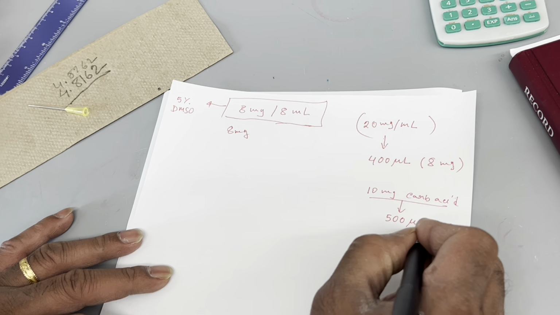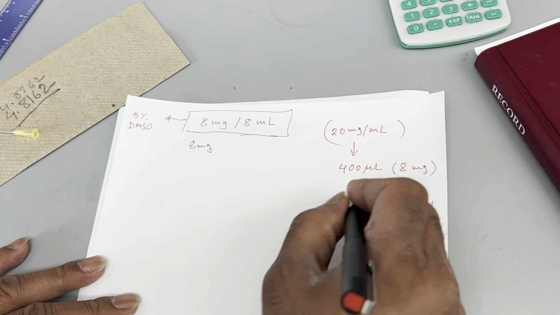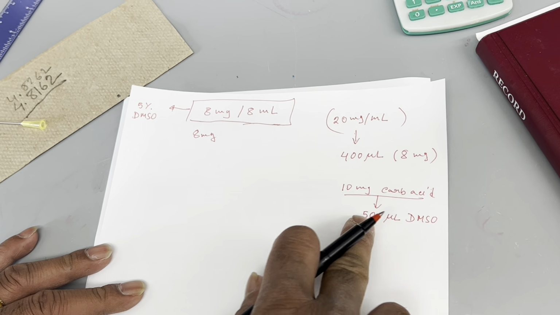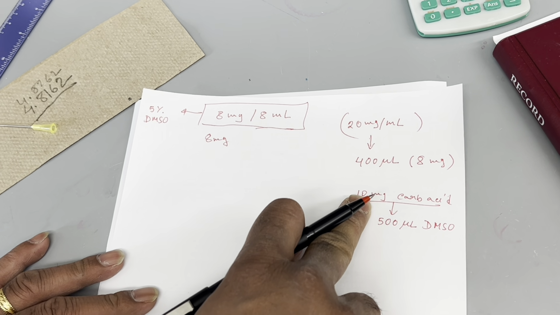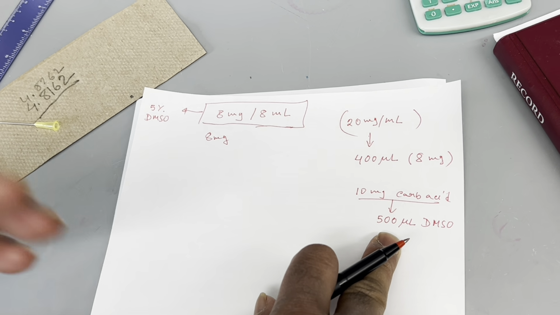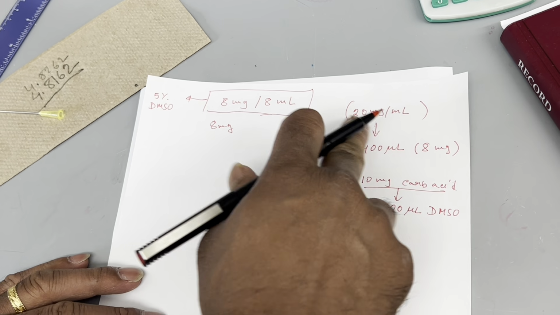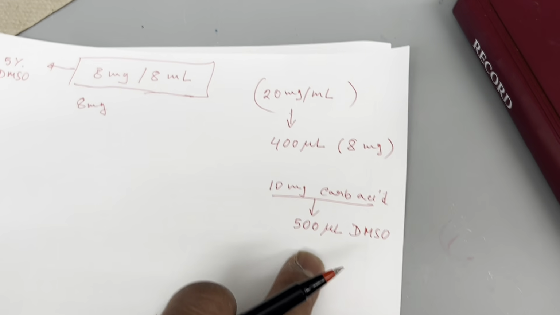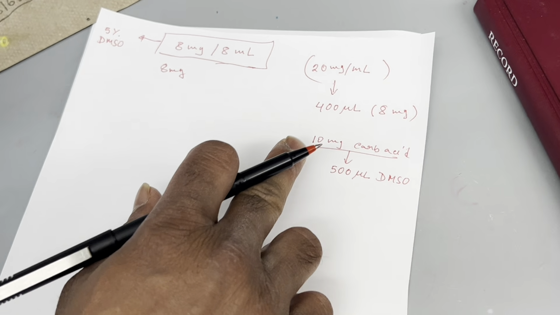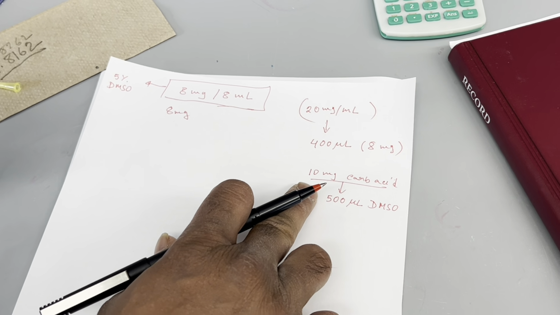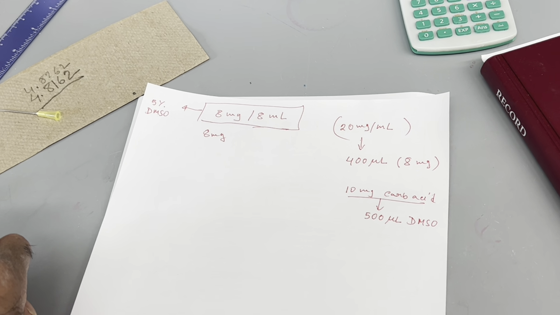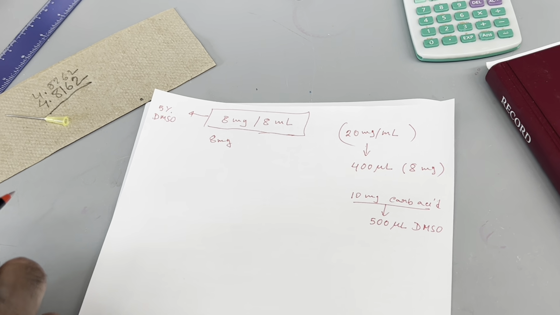From this 500 microliter DMSO and 10 milligram, it will ultimately be 20 mg per ml, right? If 500 microliter DMSO contains 10 milligram, how much should 1000 microliter contain? 20 milligram. So the concentration will be 20 mg per ml, right? That's the starting. Even if you measure out something like 11 milligram, how much DMSO will you use here to make it 20 mg per ml?